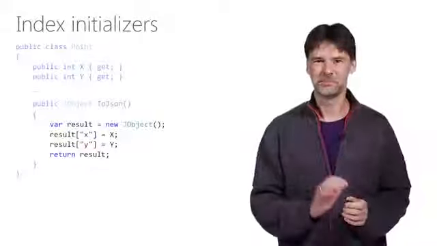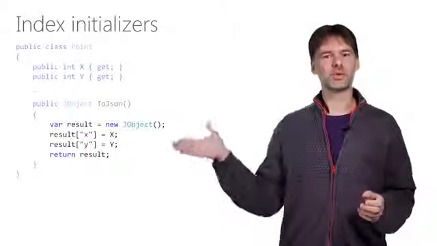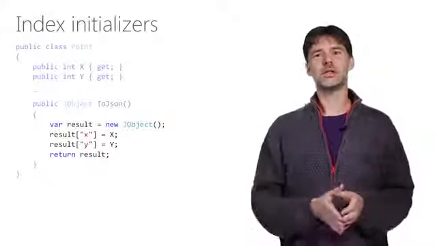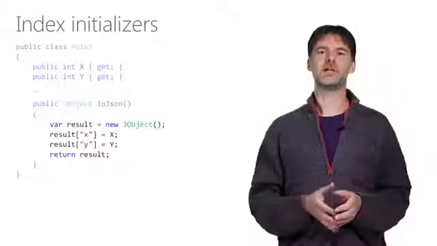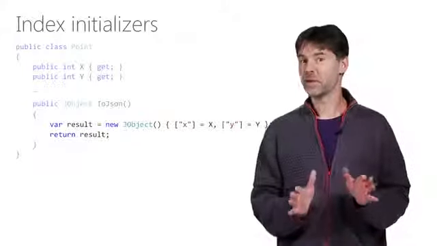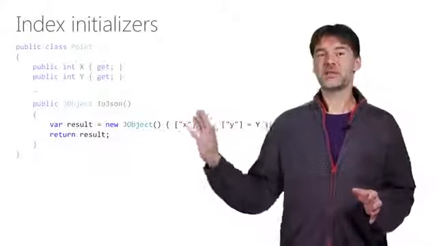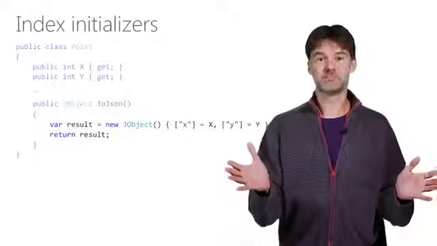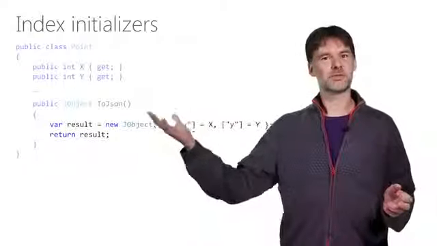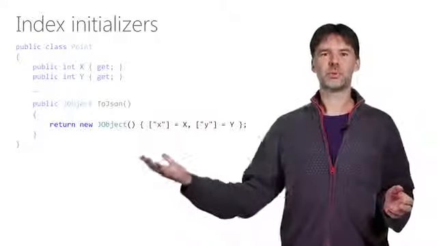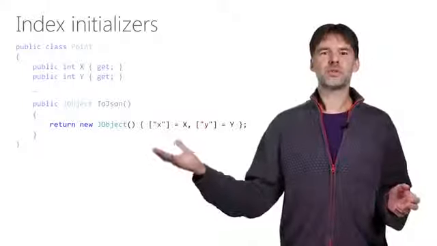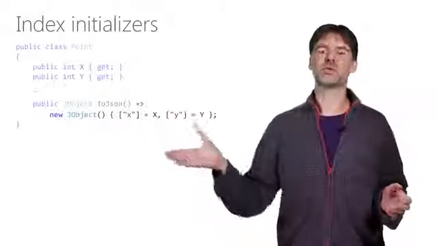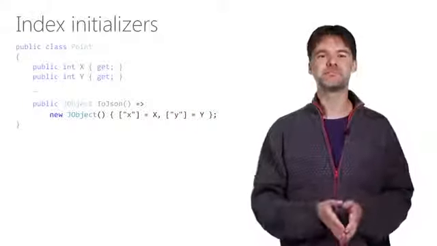But wait, there's more. Here's a method to turn our points into JSON objects. Today, you can initialize properties in an object initializer, but index setters still have to be assigned in separate statements. Well, not anymore. You can now assign to indices inside object initializers, so that J object can be initialized in just one expression. That leads to this cascading effect of simplification. We don't need the temporary variable anymore, and now we have just a single return statement. So in fact, we can just turn the body into an expression like you saw before. Things get so much clearer.